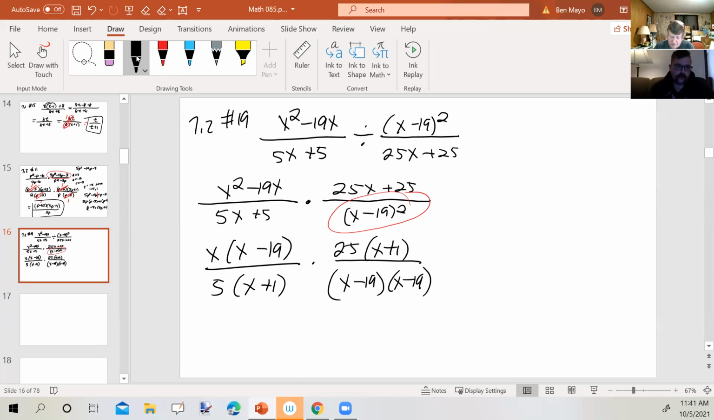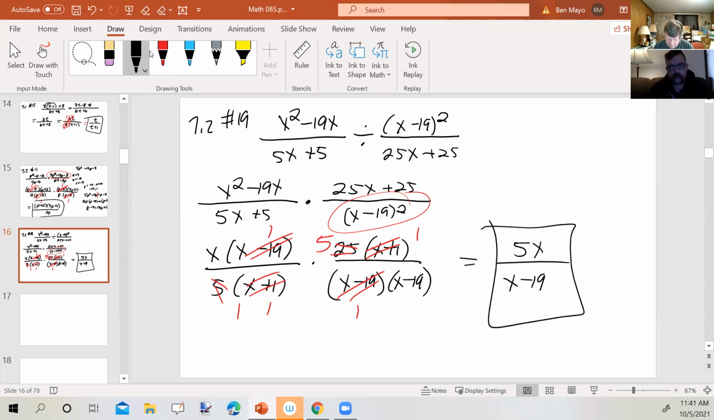So now we're ready to reduce out common factors. Well, I can take this x minus 19 with one of these x minus 19s. I can take this x plus 1 with that x plus 1. Oh, 25 over 5 is 5 over 1. So in the numerator, I've got x times 5 times 1, or 5x. In the denominator, I've got 1 times x minus 19, or just x minus 19. So there's the final answer with that problem.